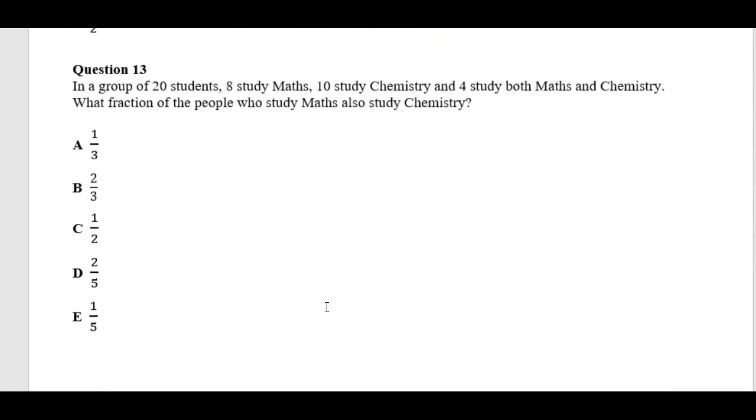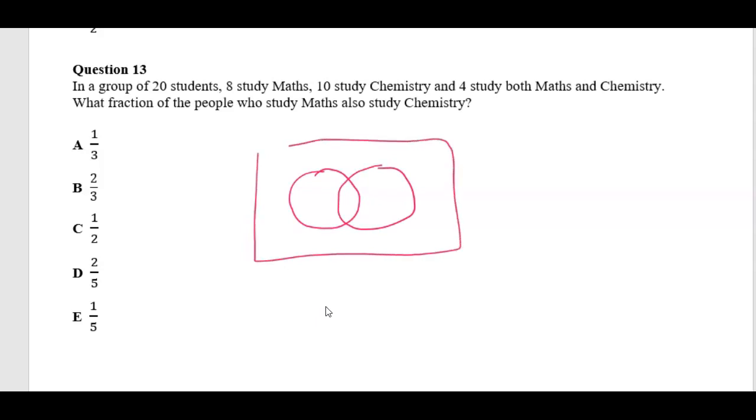Question 13. In a group of 20 students, 8 study maths, 10 study chemistry, and 4 study both maths and chemistry. Okay, so you can draw this on a Venn diagram. Don't forget your rectangle. Okay, and we've got maths and chemistry. Now, always start with how many study both. So 4 study both.